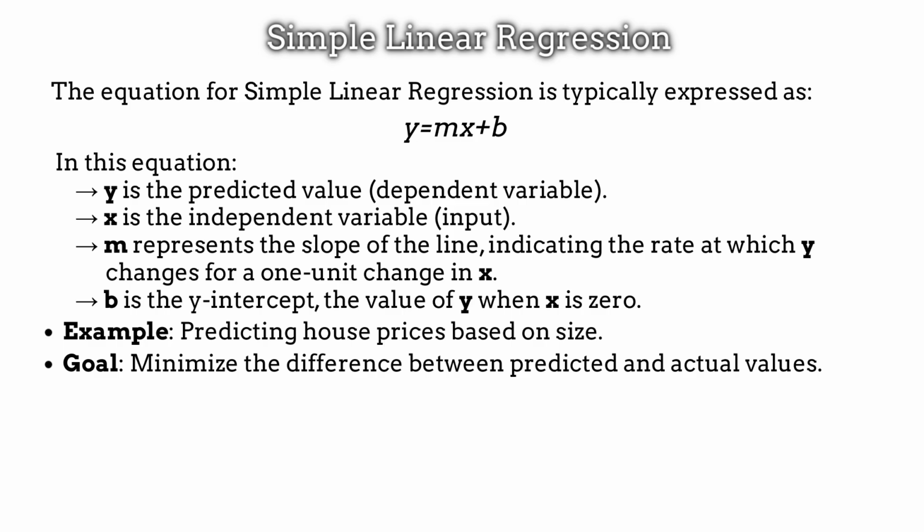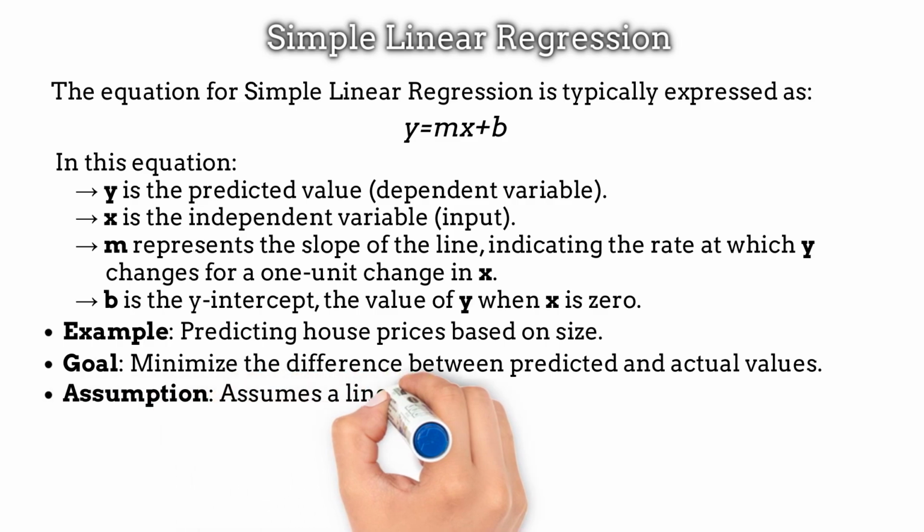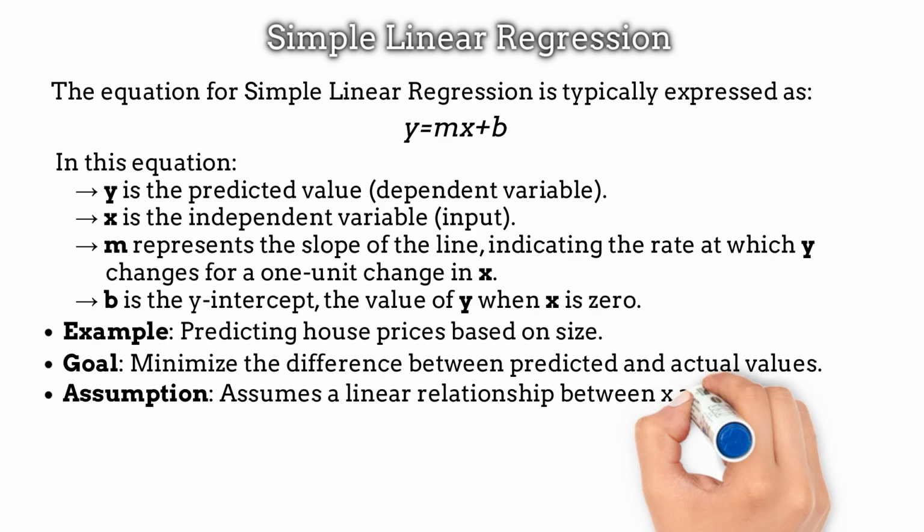A crucial aspect of simple linear regression is the assumption of linearity. It assumes a straight line relationship between the independent and dependent variables. If the actual relationship is more complex, e.g., quadratic or exponential, a simple linear model may not capture the nuances, leading to inaccurate predictions.